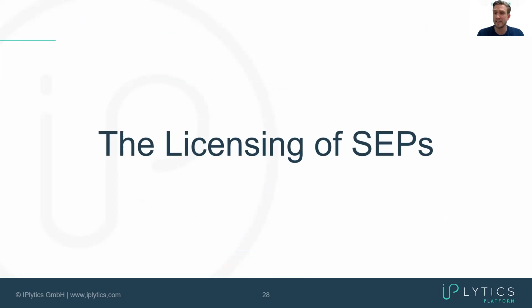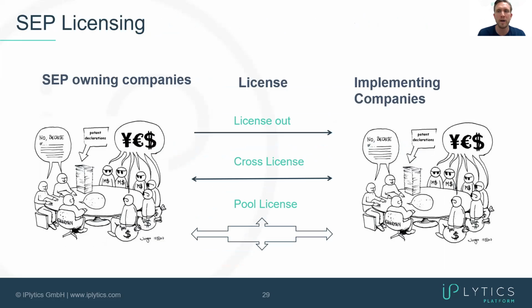Let's talk about the licensing of SEPs. I think you guys had already a lot of good questions, so we covered some of the topics already, but if you think about licensing, there's mainly three ways to simplify it. One is the patent owner licensing out to the implementer. Keeping the example of that Berlin startup that has a product like a smartwatch, that Berlin startup has to take a license, let's say from Ericsson. So Ericsson is licensing out to that Berlin startup.